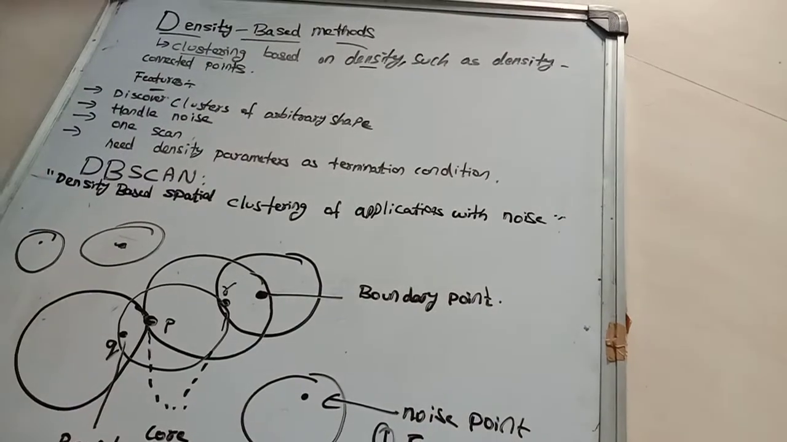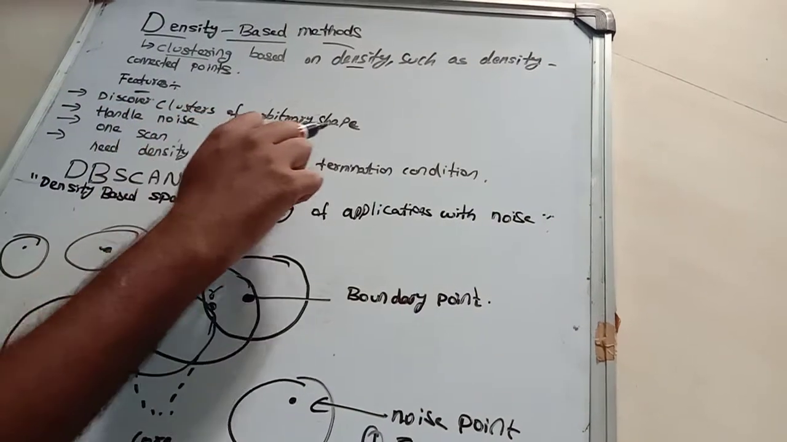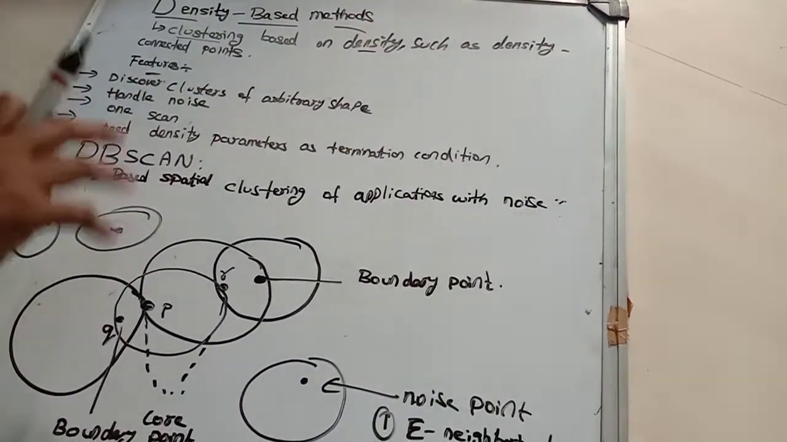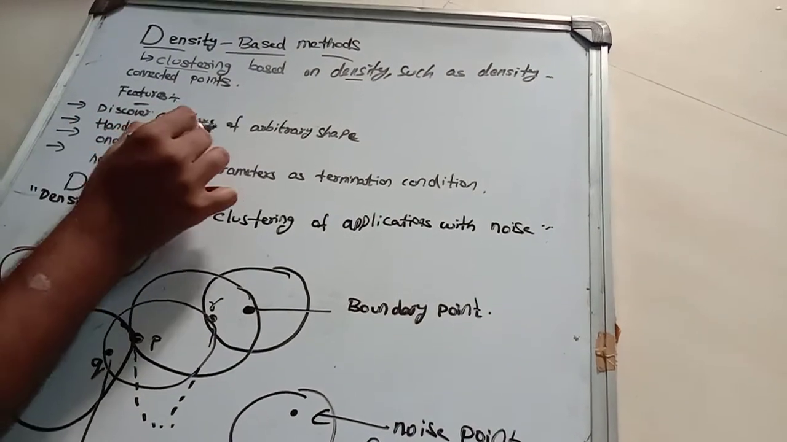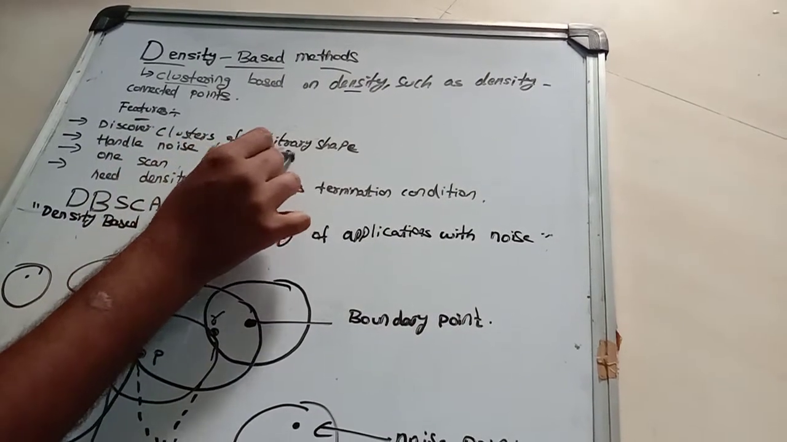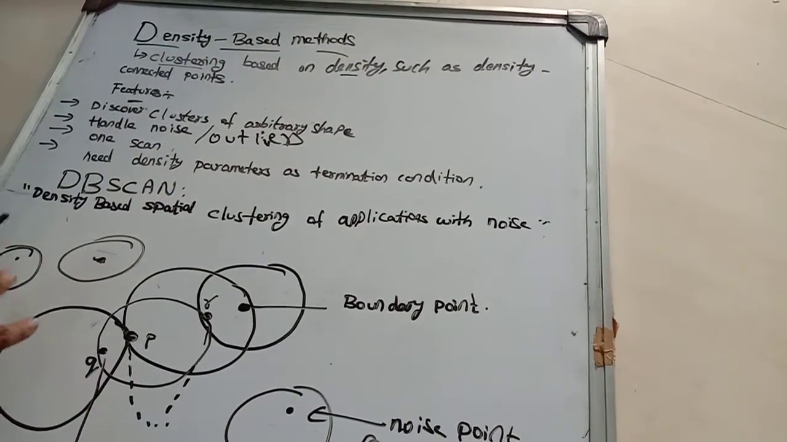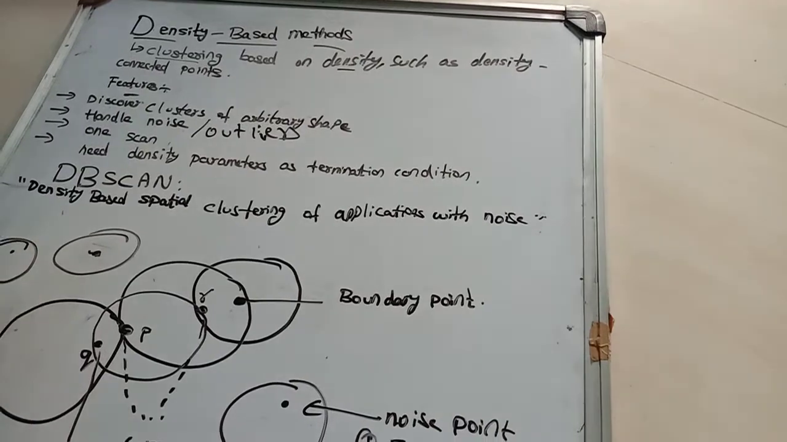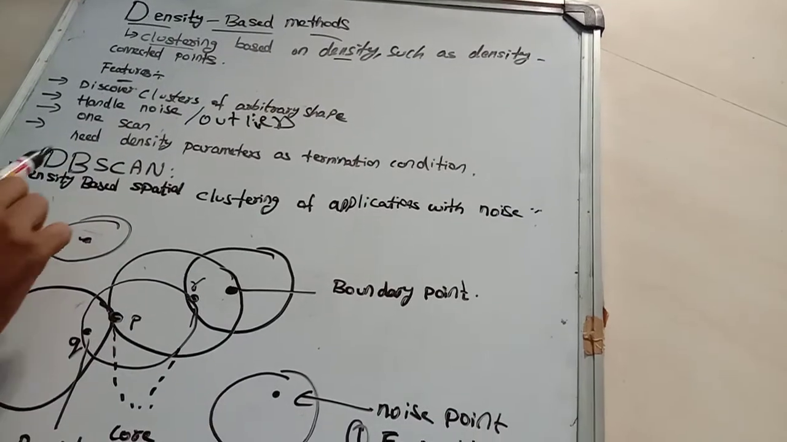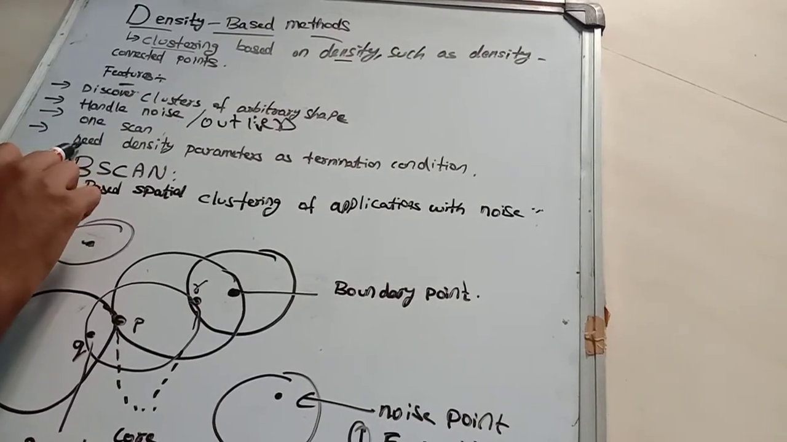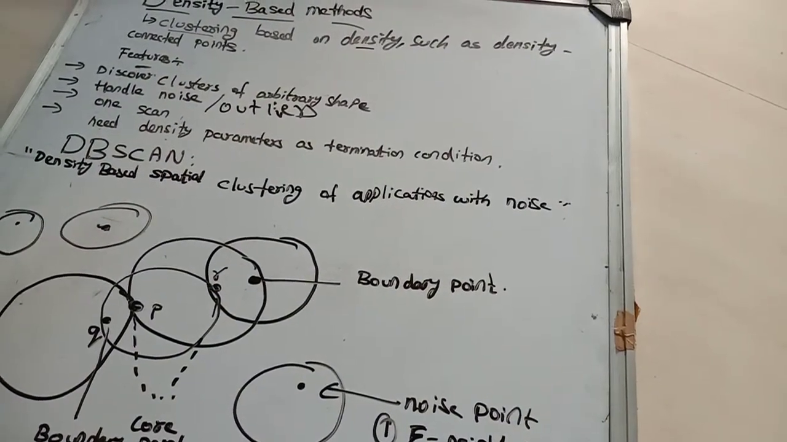What are the main features of this density based clustering? First one, it discovers clusters of arbitrary shape. We can discover clusters of different shapes; it is not fixed. Second one, it is going to handle noise as well as outliers. The data point which comes outside the region, that also we can identify. The same thing we can also call noise. Third, the entire data can be processed within one scan. And the next one is that it needs density parameters as a termination condition. That also we will try to understand.